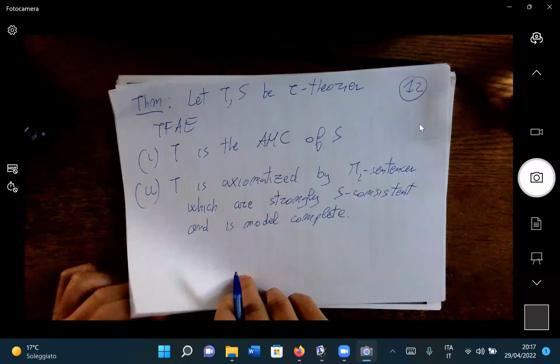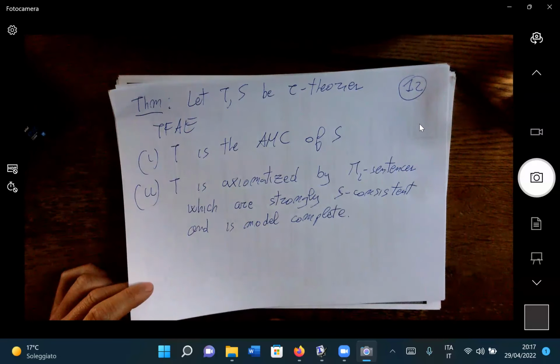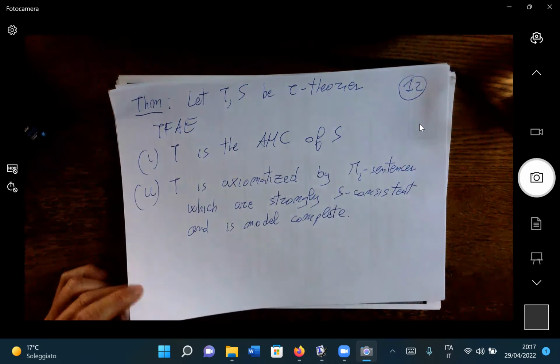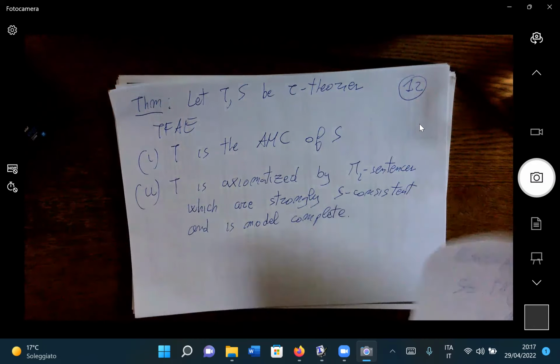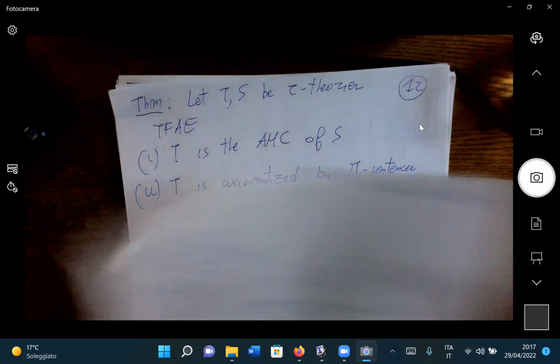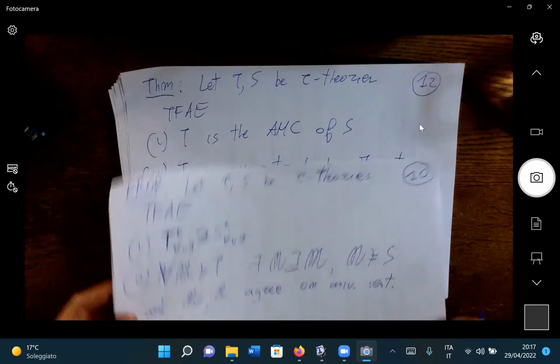Okay. So this axiomatization condition, this is a replacement of the first part of the definition of AMC. Yes, exactly. Well, actually, one definition is, you see, that's the other definition.